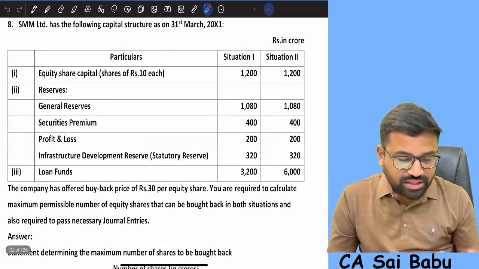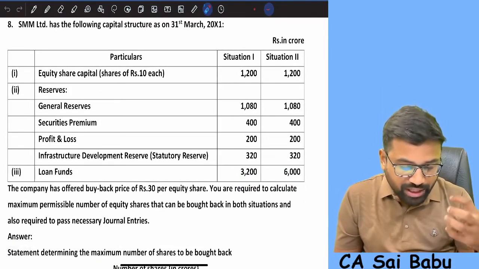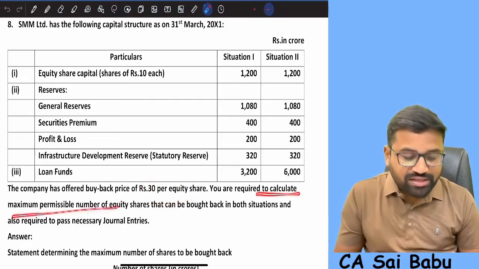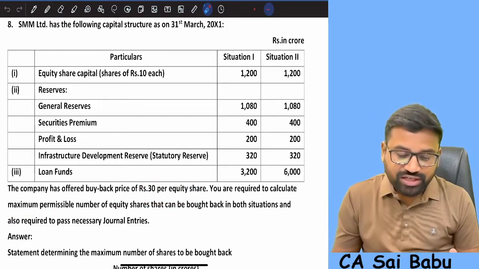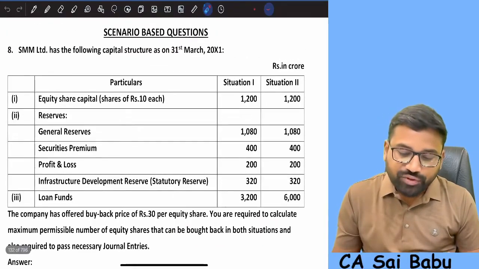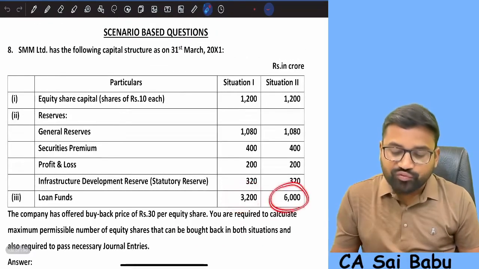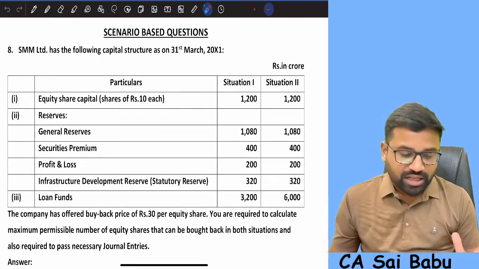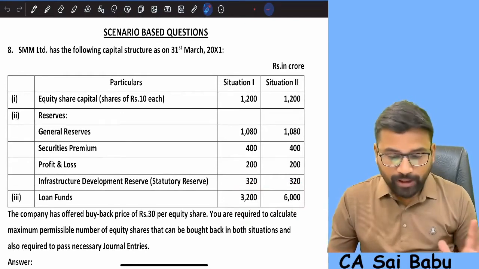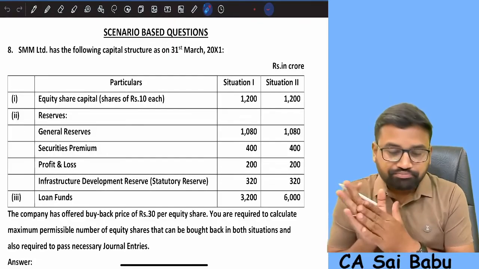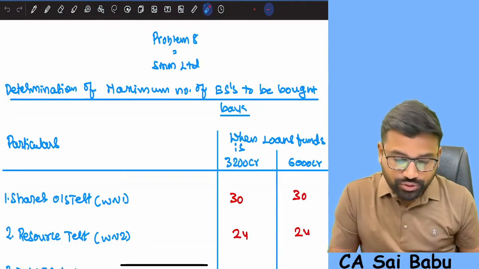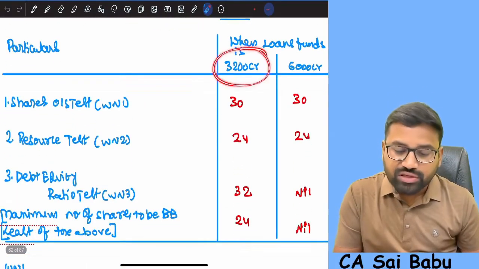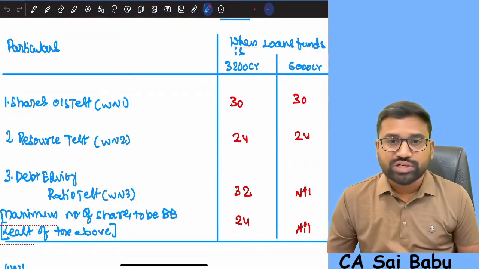Now in this question, sir, this company wants to buy back the shares at 30 rupees per share. And they're asking us to calculate the maximum permissible number of shares that can be bought back in both the situations. When the loan funds are 3,200, when the loan funds are 6,000 crores, what is the maximum number of shares a company can buy back? They're also asking this. Okay, now let us apply here 3 tests. So here, determination of maximum number of shares to be bought back when the loan funds are 3,200, when the loan funds are 6,000 crores.